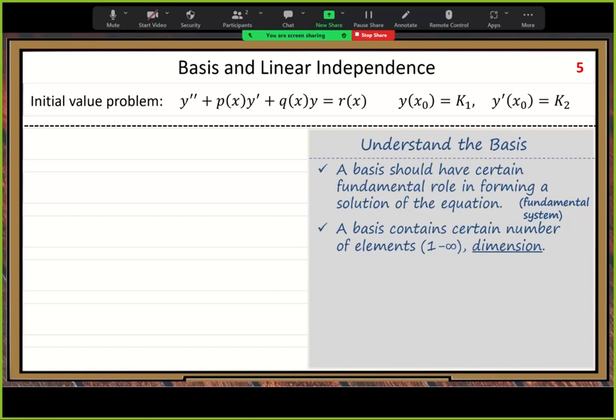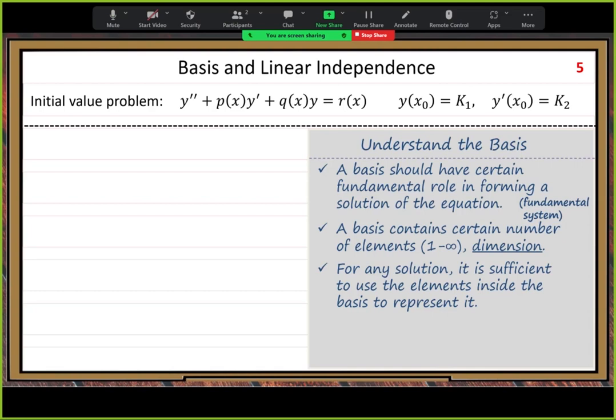We call that number the dimension. This concept is the dimension of a basis: you count the number of elements inside the basis. For any solution, it is sufficient to use the elements inside the basis to represent it.